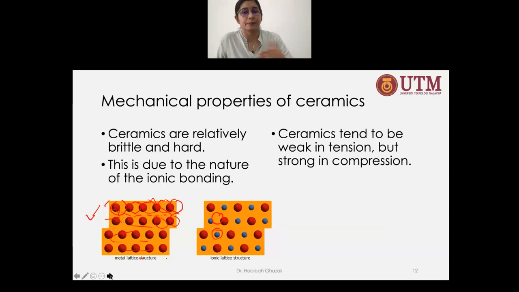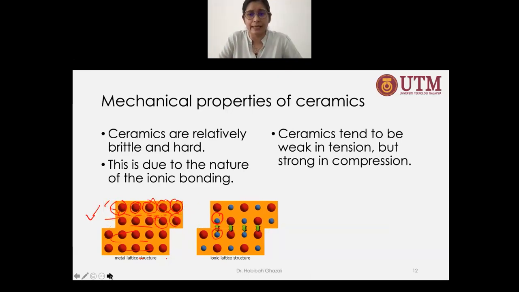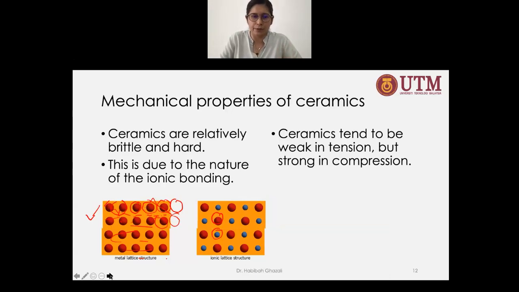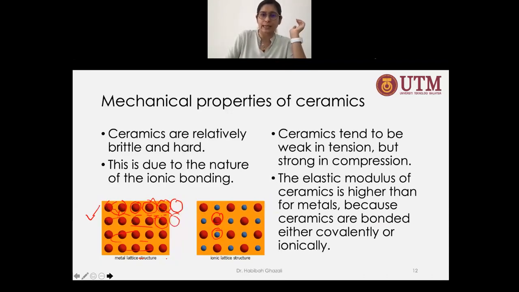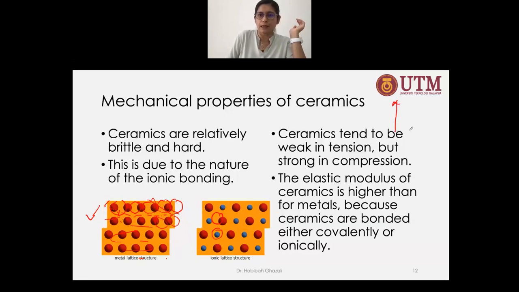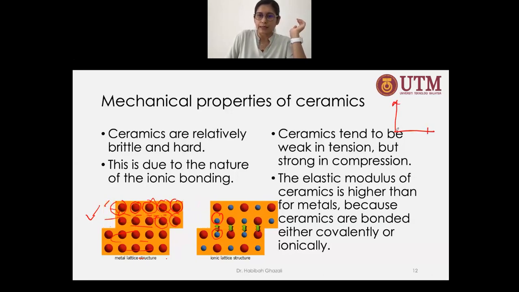Okay, so that's why ceramics tend to be weak in tension, but they are strong in compression. These are the general mechanical properties of ceramic. The elastic modulus of ceramic is high if we compare to metal, which means that if we do tensile tests, for example, they have that elastic region wider than the metal materials.